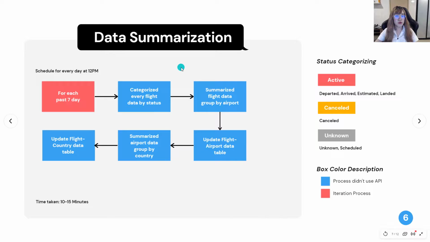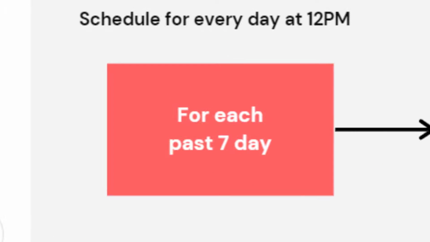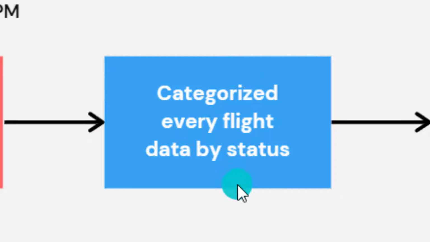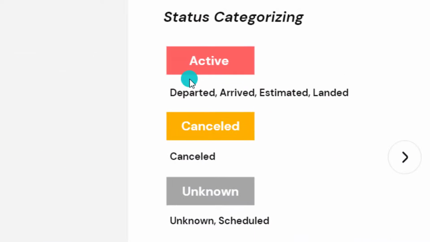The script will get the past 7 days. On each day, it will categorize the flight data by using their status. The flight status has 7 statuses: depart, arrive, estimate, land, cancel, unknown, and schedule. It will categorize these 7 statuses into 3 new statuses: active, cancel, and unknown.